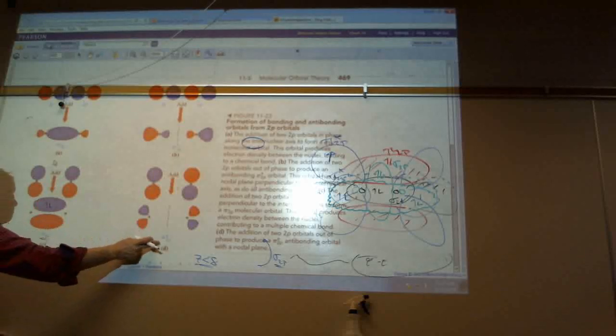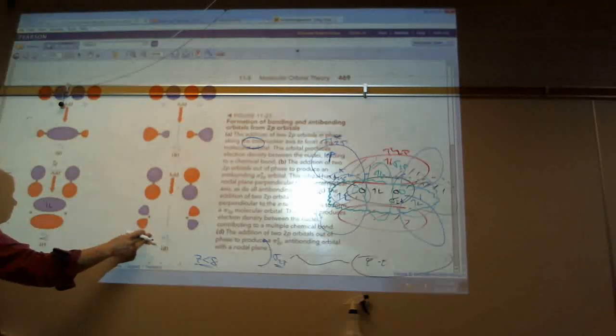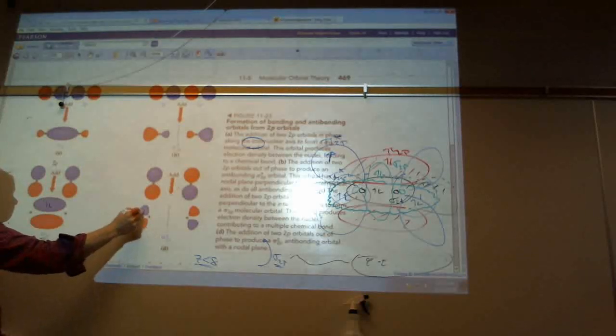Okay, if you take a look at this, what is this? A pi 2p orbital. We have 2 electrons in it. And this is a sigma star 2p orbital. How many electrons do we have in there? 1. And so you just go orbital by orbital, and it's not hard. You put them all together, then it looks hard, right? But if you just do it orbital by orbital, it's not difficult.